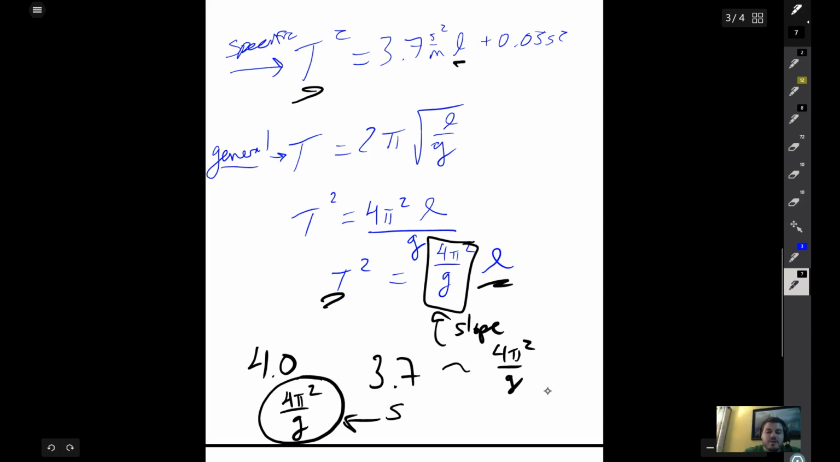And we'll talk about where the 4 pi squared comes from in March. But for now, the big thing is to recognize it's a constant. Its units are seconds squared per meter, which is the inverse of acceleration. Gravity is what's causing the swinging of the pendulum, and it's constant, just like the slope. So the slope is this, the big factor being G.